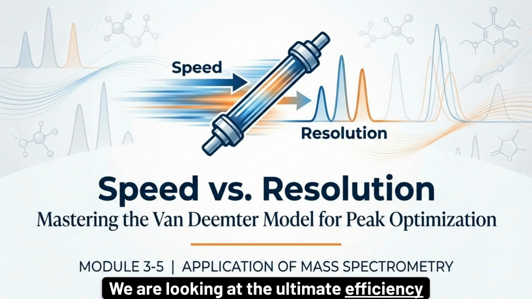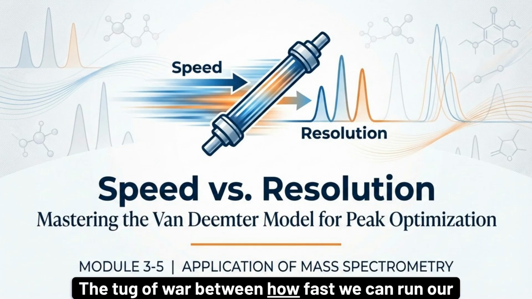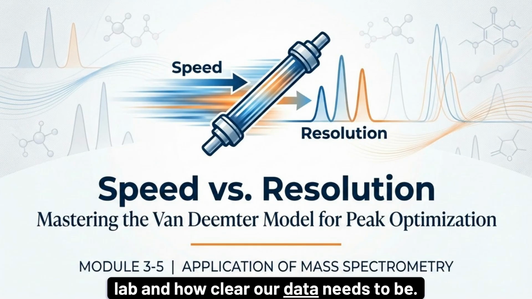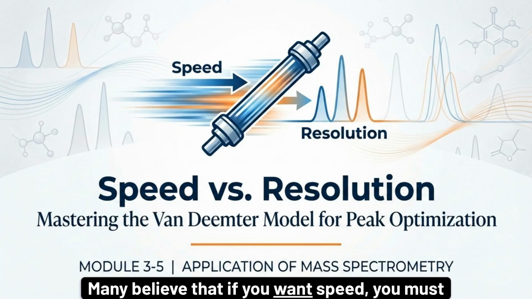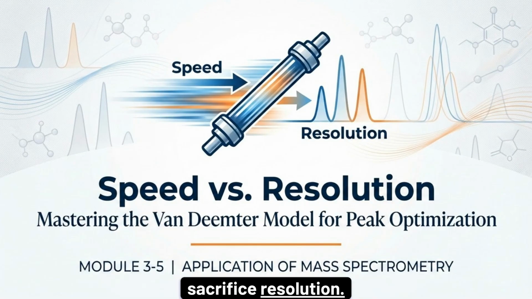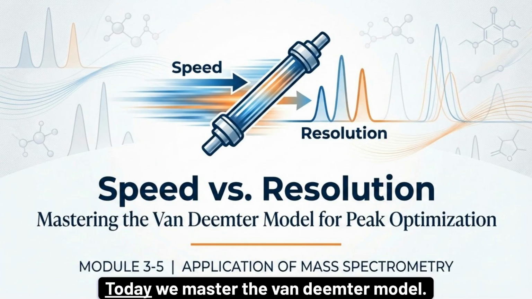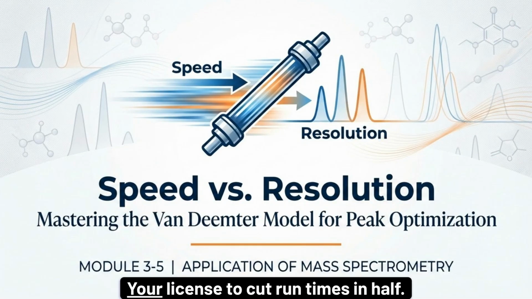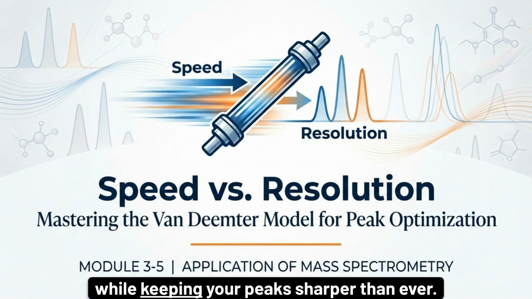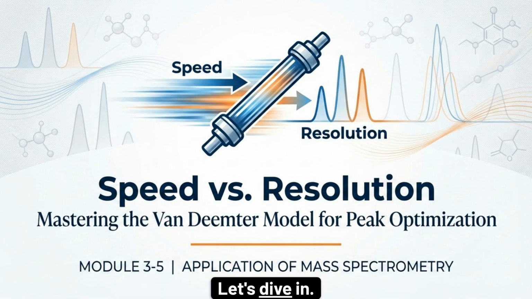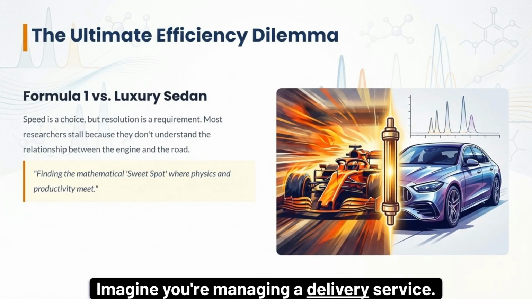We are looking at the ultimate efficiency dilemma, the tug-of-war between how fast we can run our lab and how clear our data needs to be. Many believe that if you want speed, you must sacrifice resolution. I'm here to prove them wrong. Today, we master the Deemter model, your license to cut run times in half while keeping your peaks sharper than ever. Let's dive in.